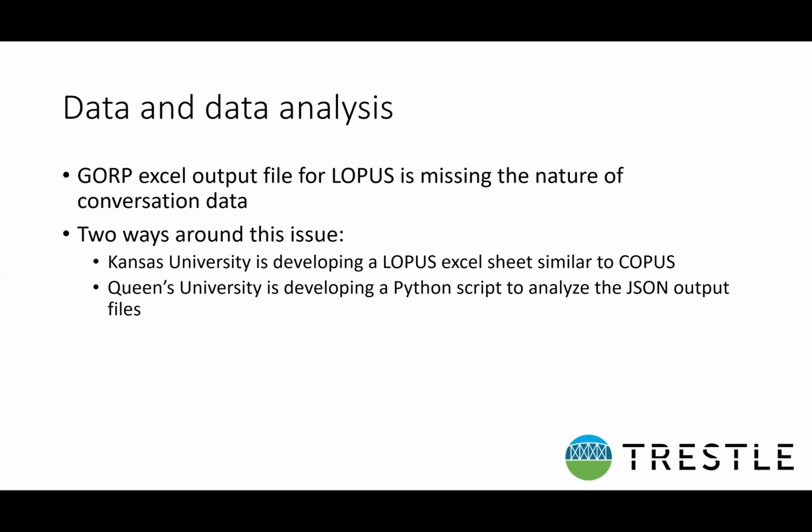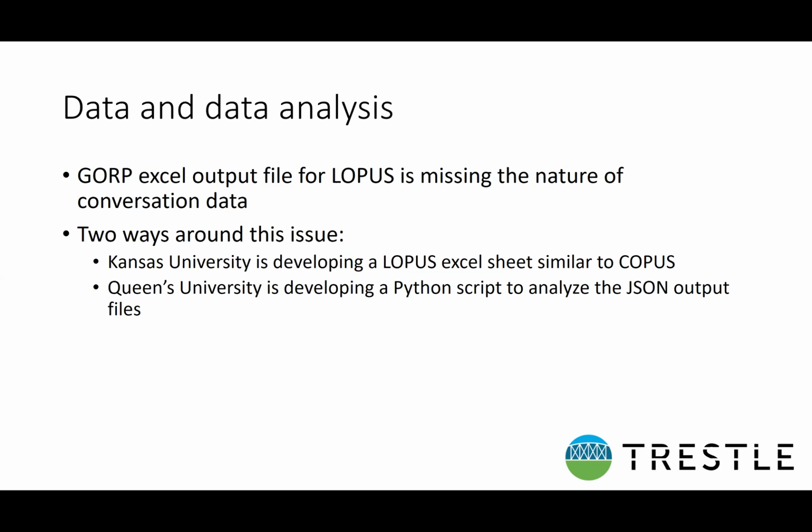Now, one thing to be aware of is that GORP, the Excel output file for LOPUS, is missing the nature of conversation data. That data is available in a JSON output file. So there are two ways to look at this data. One is Kansas University, where Blair is developing a LOPUS Excel sheet that is similar to COPUS. So you actually use the Excel sheet for doing the observation, and the Excel sheet would allow you to analyze the data right in there. So you have the data and data analysis results all in one place.